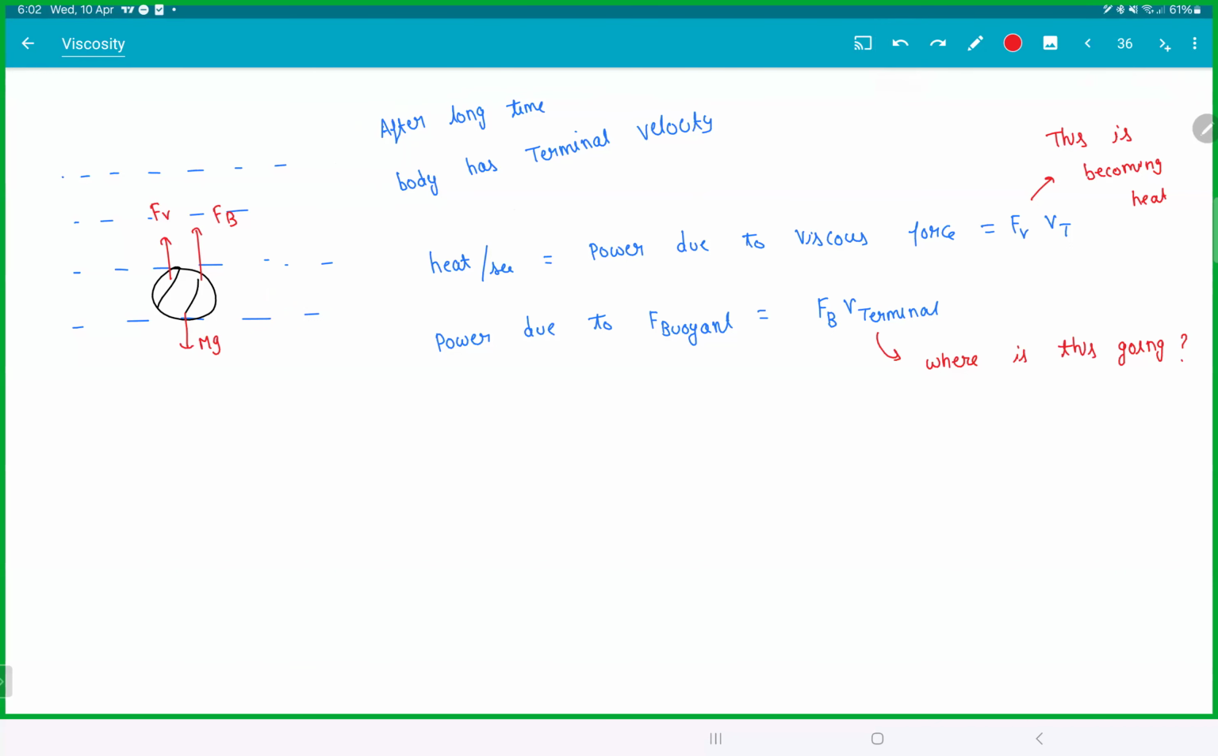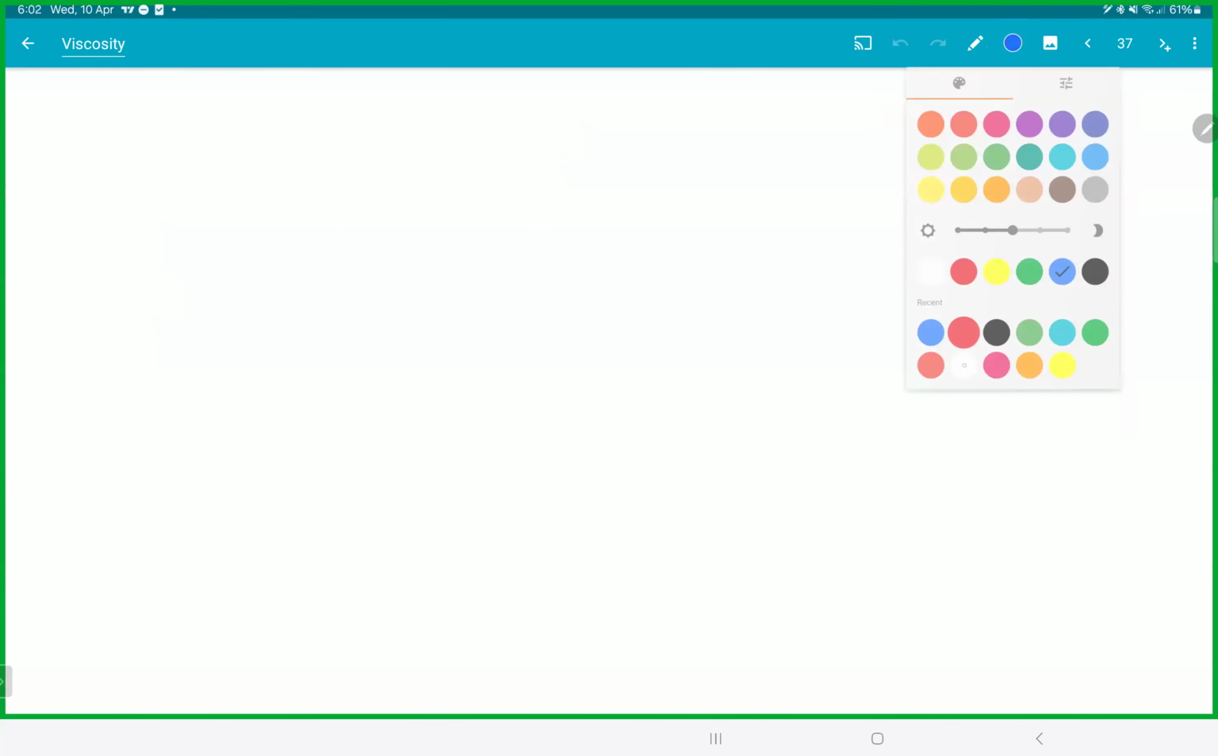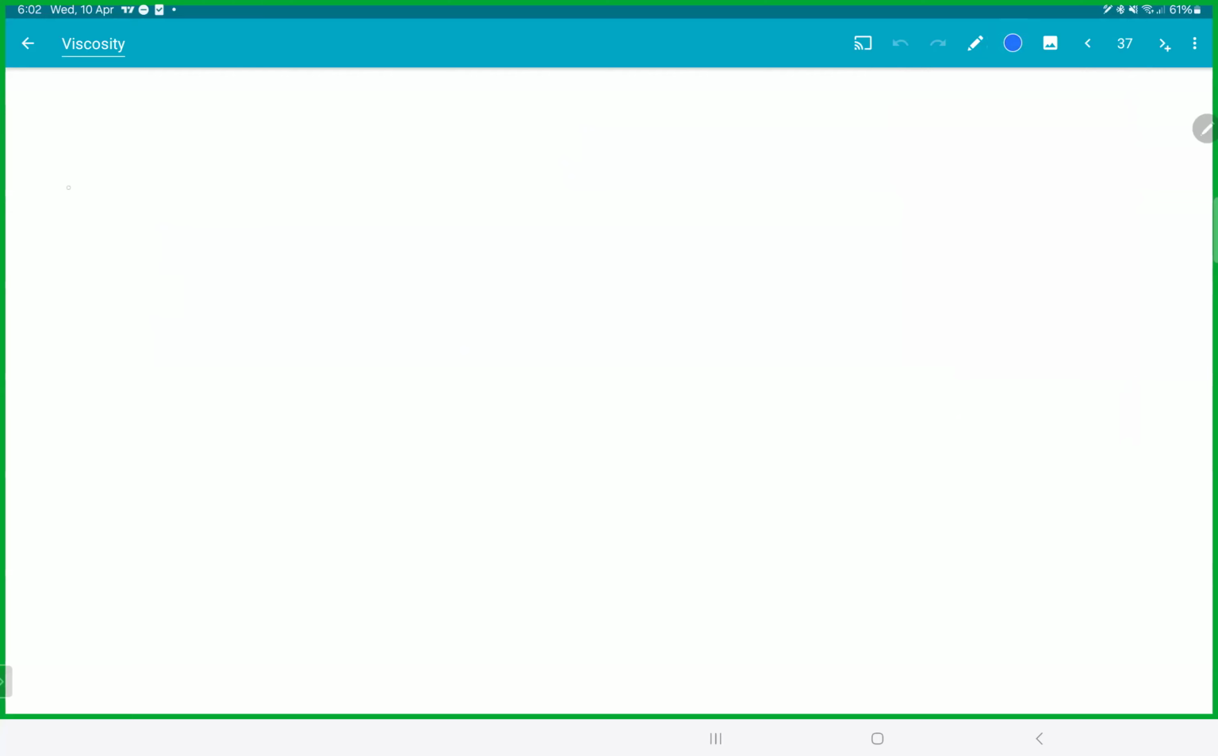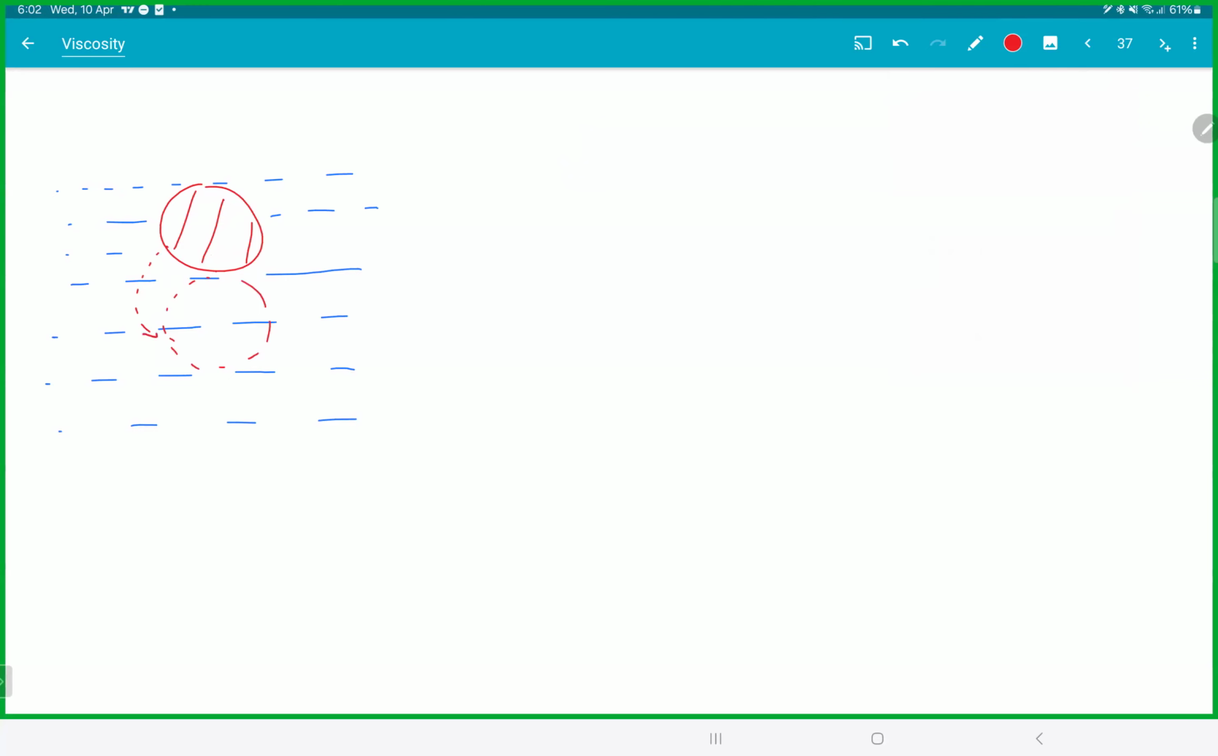Ronak, you are a little close, but see, the buoyant force is actually doing something. What is it doing? Initially when the ball is here, now when the ball goes from here to here, what happens? The ball goes here, but this liquid which was there, this liquid from here has gone up. The displaced liquid goes up.